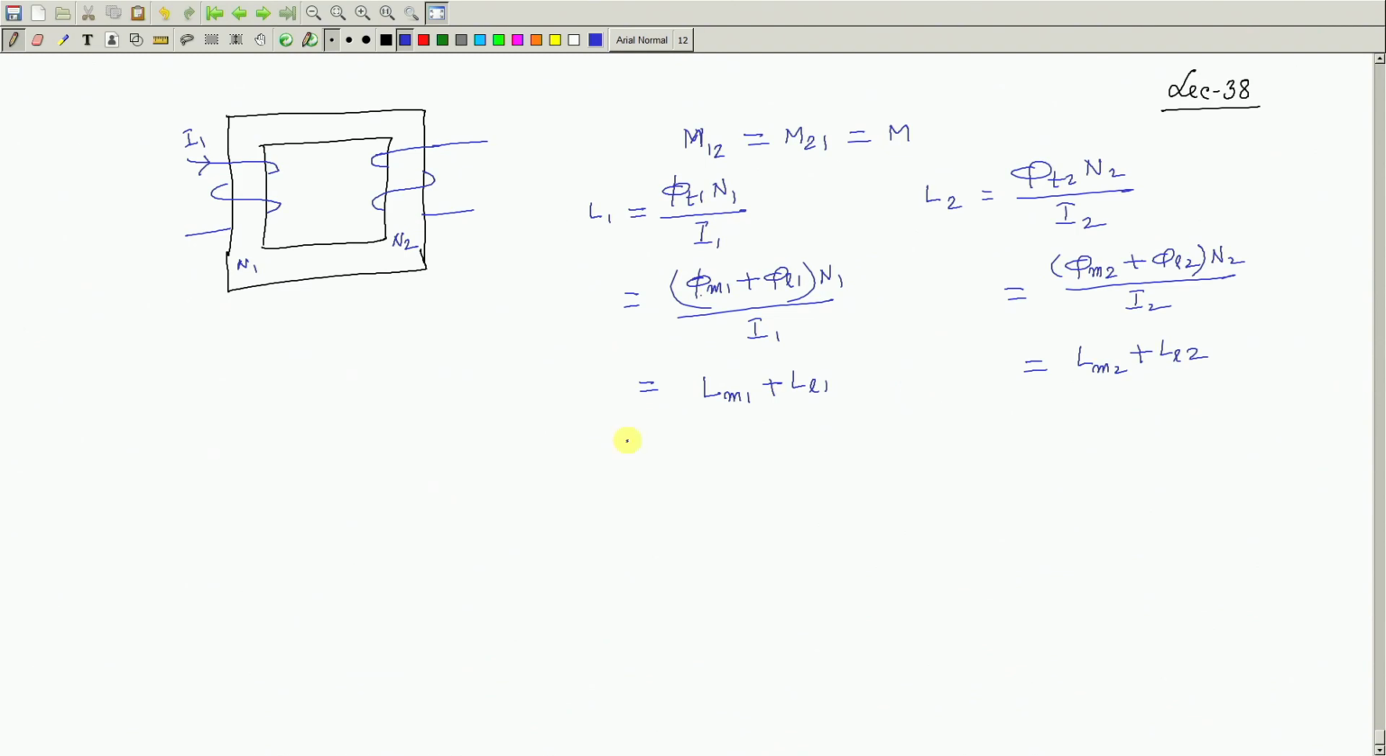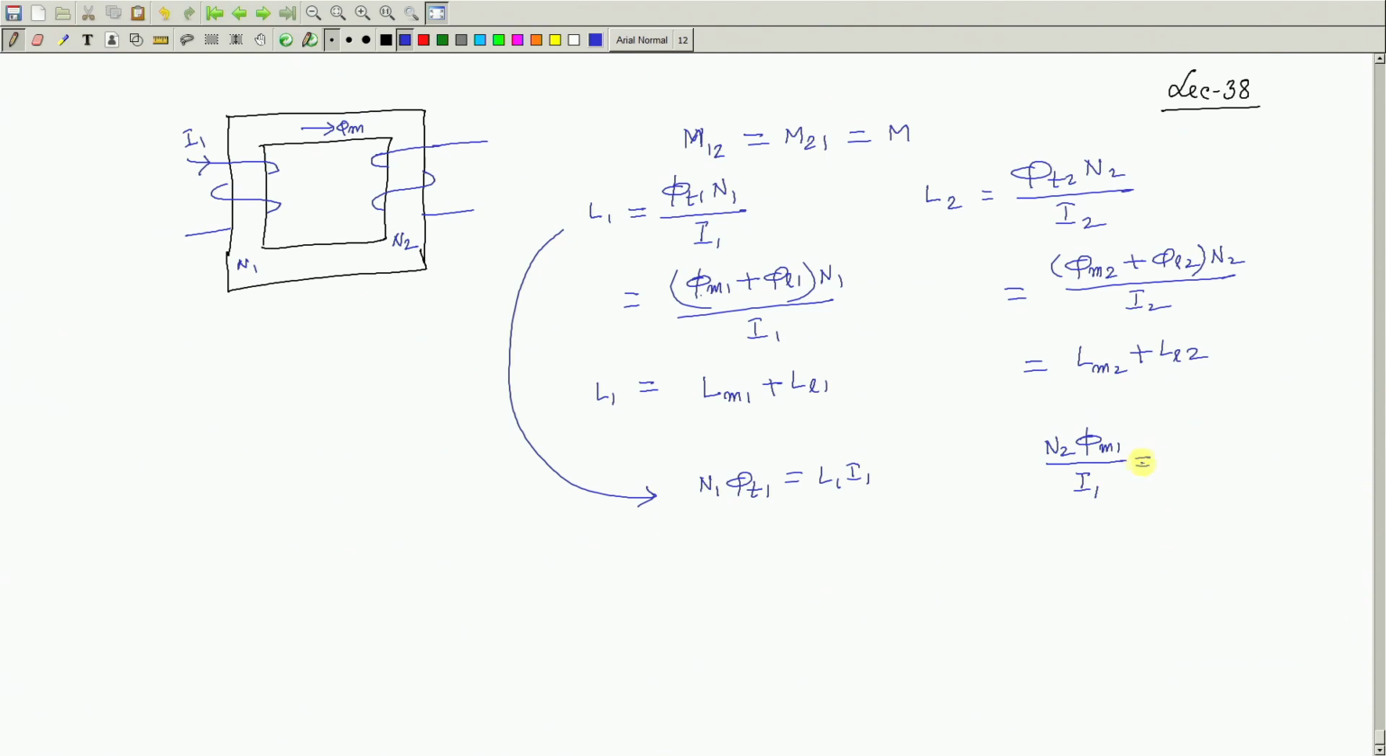Now obviously you can see that the total flux linkage is nothing but L1 into I1. Got the point? Similarly, what is the flux linkage with coil 2 because of the current in coil 1? It will be N2 into phi M1, because phi M1 is the mutual flux. So N2 into phi M1 is the total flux linkage, which divided by I1 gives the mutual inductance.